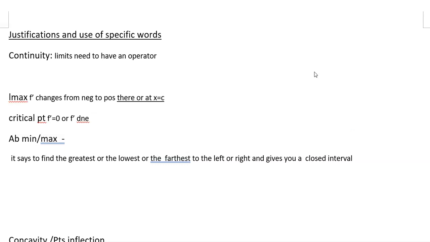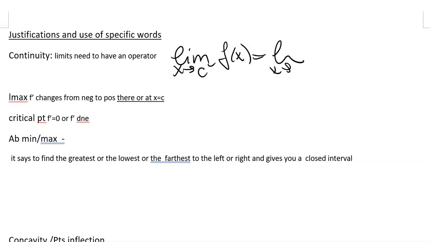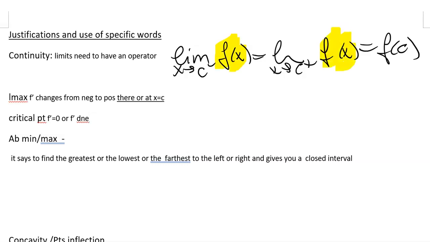So for example, limit definition. Now, if you were in the AB class last week, we had a checkpoint with continuity and IVT and MVT, and I've noticed some of you were putting a limit without an operator. So you have to have the limit from the right equals the limit from the left and also equals the value. So you must have an operator inside. You cannot have a blank limit. Okay?